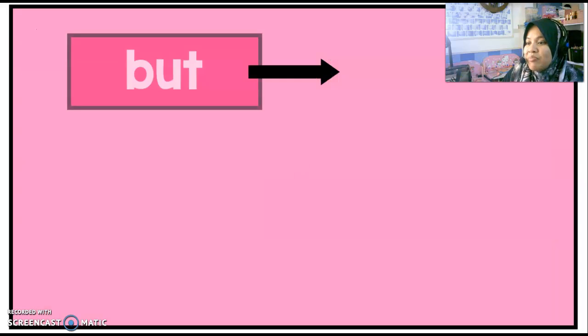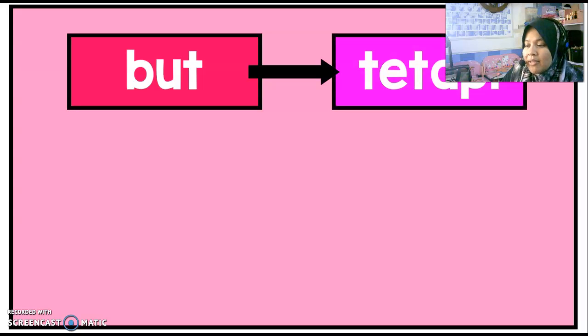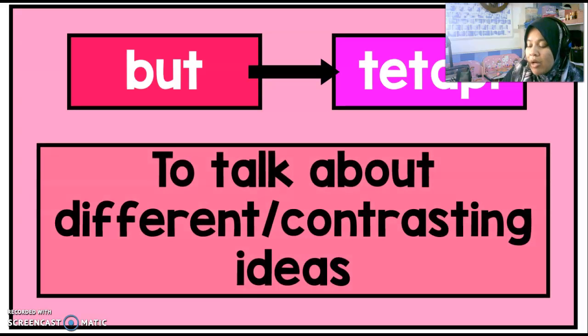Alright, so kita move pula kepada but. Okay, but the meaning in Malay is tetapi. Alright, tetapi. We use but to talk about different or contrasting ideas. Kita nak cakap pasal benda yang berbeza ataupun idea yang kontras, yang tak sama.